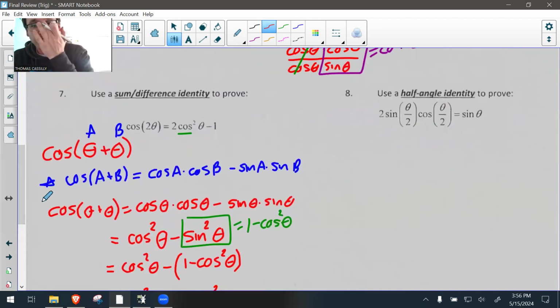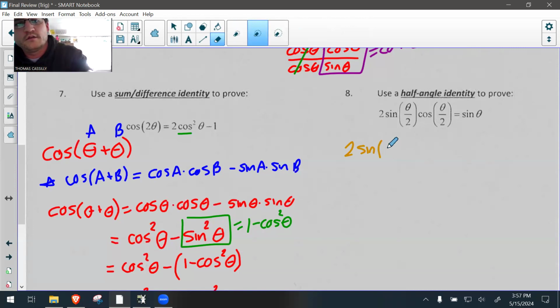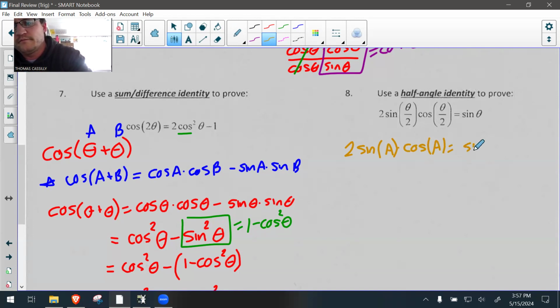One more, and I can go home. Use the half angle identity to prove the following. Well, this one is kind of already written for us. So let's look at this. We know 2 sine of theta, I'm going to use A: 2 sine of A times the cosine of A equals sine of 2A.